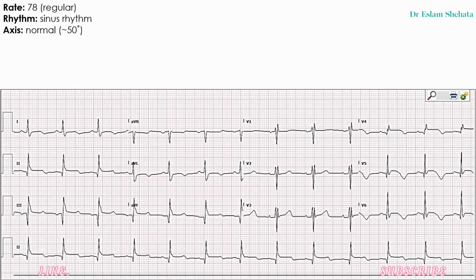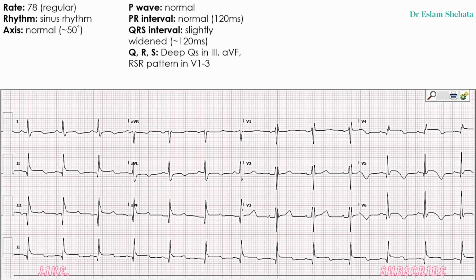So, it's regular, rate of about 78, sinus rhythm based on upright P waves in lead 2 and inverted P waves in AVR. The axis is normal at about 50 degrees. Now AVF is slightly bigger than lead 1, so I'd say we're beyond 45 degrees, closer to 50 degrees in this case. The P waves are normal. The PR interval is normal at 120 milliseconds.